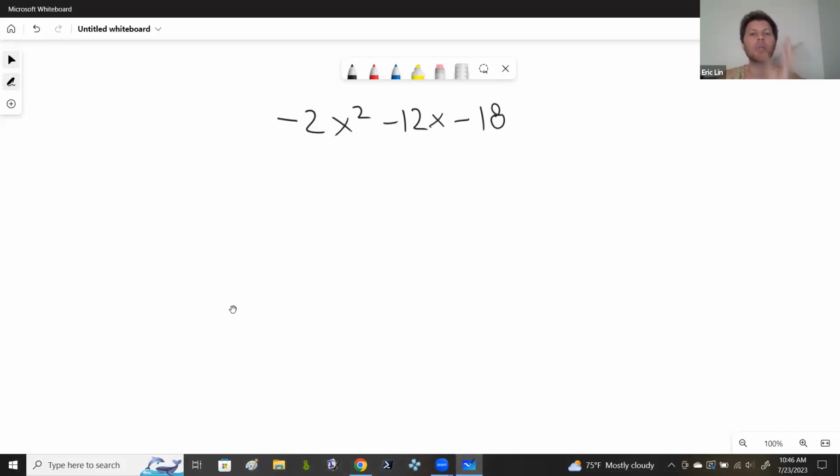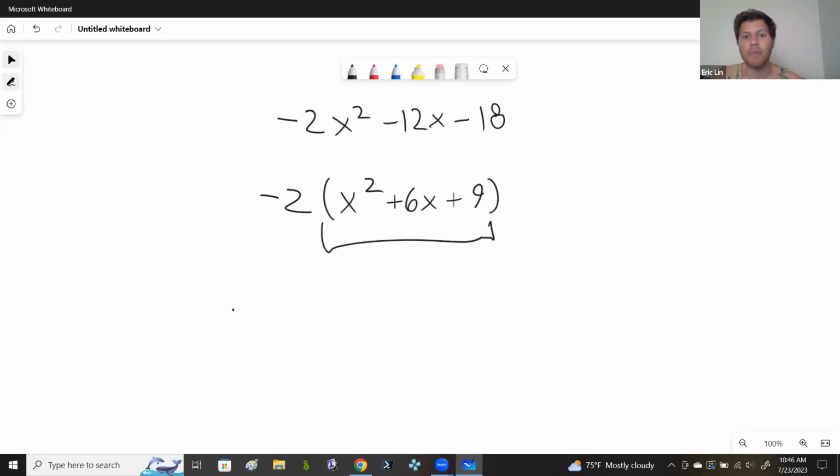I notice I could potentially pull a negative 2 out of all 3 of my terms, my a, my b, and my c. So if I pull out a negative 2, I'm left with x squared plus 6x plus 9, which is a lot simpler. This is more akin to what we were doing last time. What is my C term? My C term is 9. What is my B term? My B term is 6. And what two numbers multiply to be 9, but add to be 6? 3 and 3.